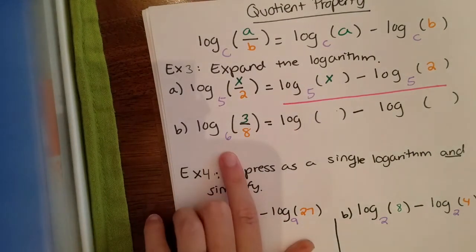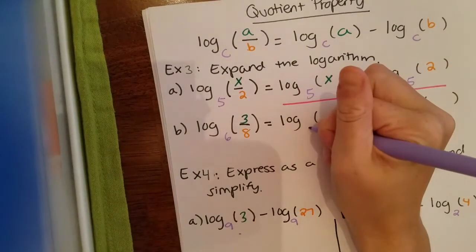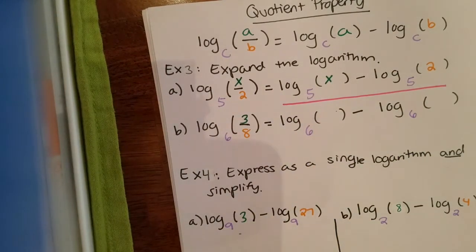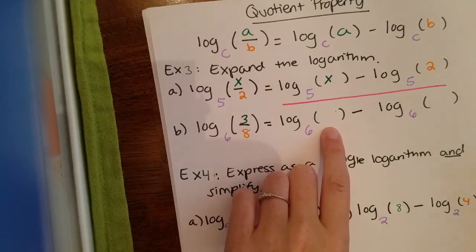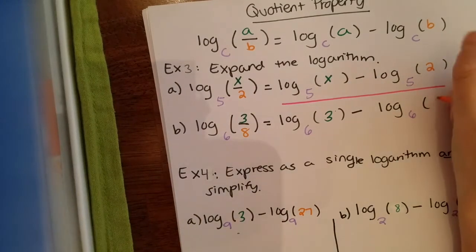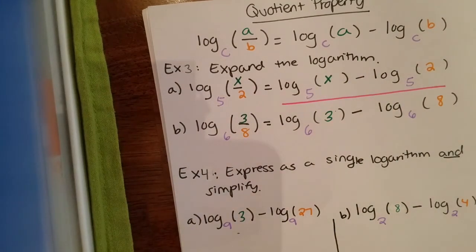And I'm going to use the same base in all my logs, which my base is a 6. So all my logs' bases will be a 6. And then I just throw the numerator in my first parenthesis, which my numerator is a 3. And then I throw the denominator in the second parenthesis, which is just an 8. And that's it, you guys. So we have expanded our logarithms.